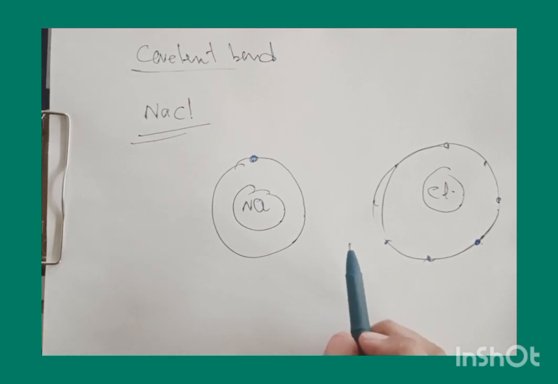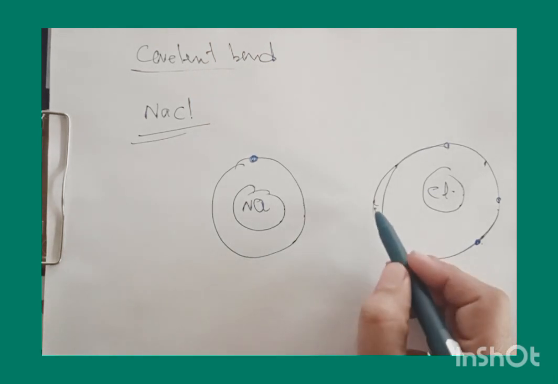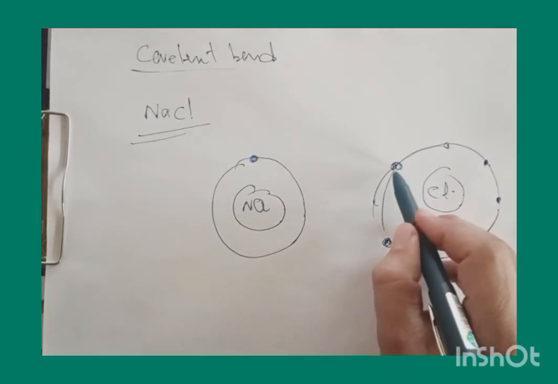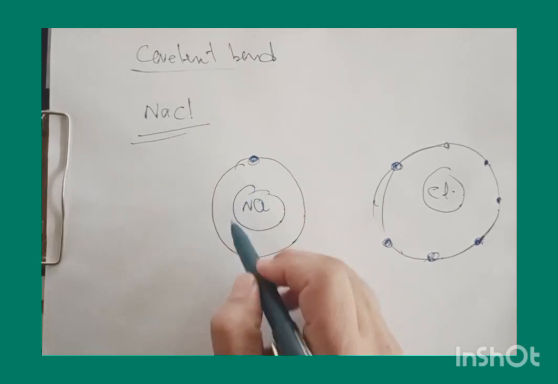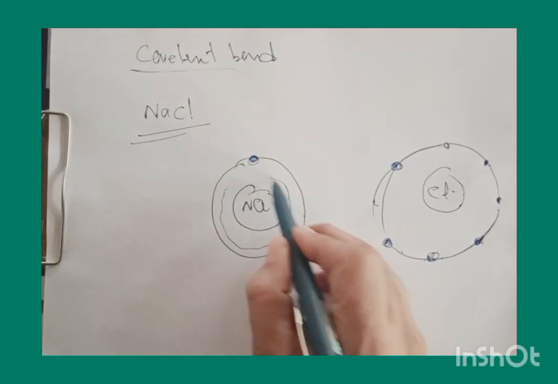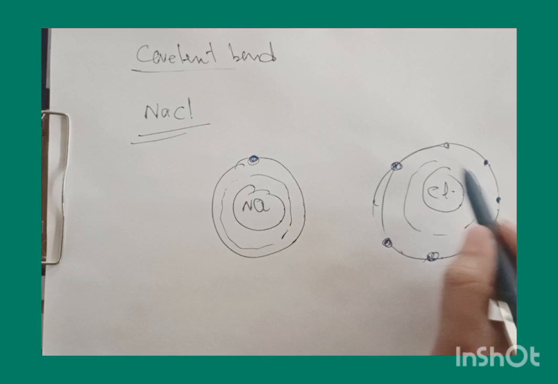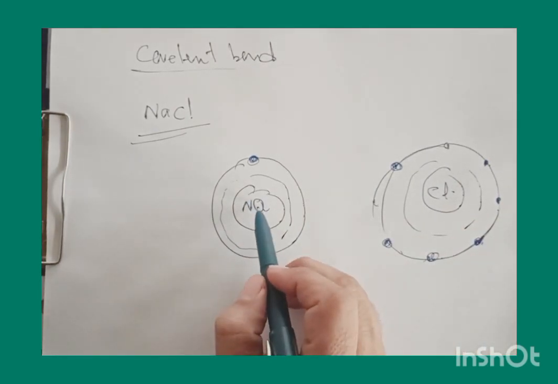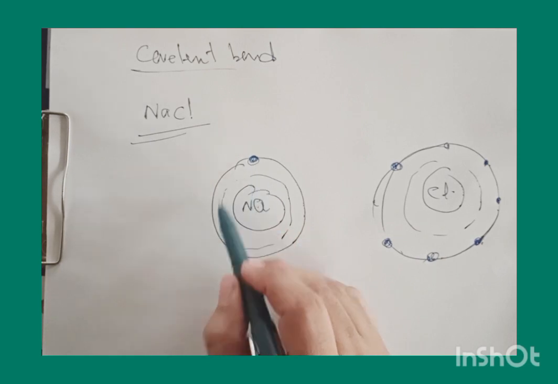It must have 7 electrons in its outermost shell: 1, 2, 3, 4, 5, 6, and 7. And it has just 1 electron. Then its inner orbits are complete, and the inner orbits of this chlorine are also complete.